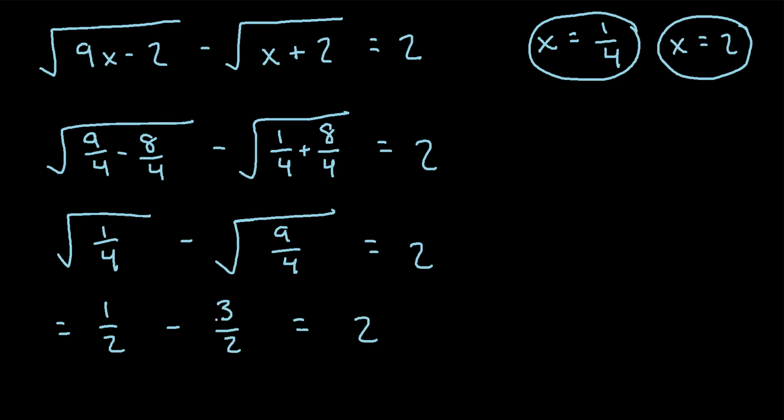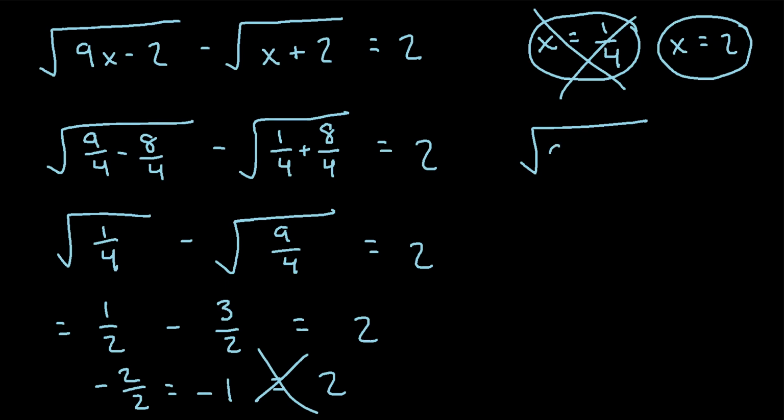So 1/2 minus 3/2, that's negative 2/2, which is the same as negative 1. So we're saying negative 1 is equal to 2. That is not correct. So that means 1/4 is not a solution. So lastly, we just need to check, is x equal to 2 a solution? So let's plug that into this equation.